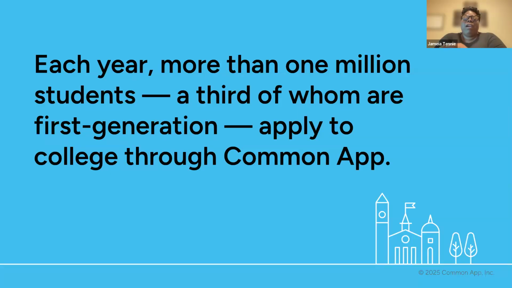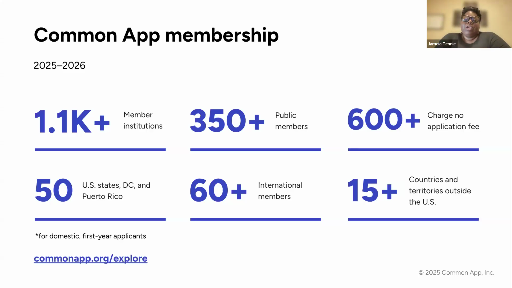And so one of our key missions is to make sure that we're also creating a space where low and medium income students constantly feel like they have a host of opportunities to apply to college as well. Here's a little snapshot into who we are in our membership. Again, we have over 1,100 colleges and universities around the world, coming from 15 countries and territories outside of the US. Over 60 of those 1,100 members are international members. The other members come from 50 US states, DC, and Puerto Rico.